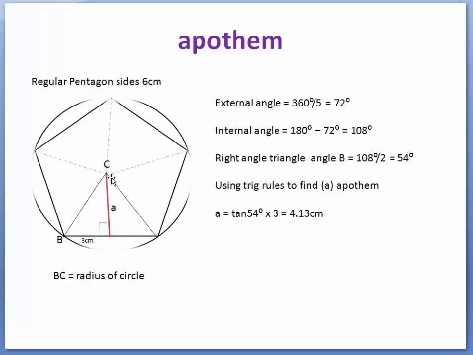We've got a right angle triangle, and we can use our trig rules to find the apothem, which is this line here of this right angle triangle. Remember, this is the radius of the circle, or the length of one of the sides, which in this case is 6 centimeters. This length here is half of 6 centimeters, which is 3 centimeters, and we can use one of the trig rules to find this length of the apothem. Here I'm using tan, so A equals tan of this 54 degrees multiplied by 3, which is 4.13 centimeters.